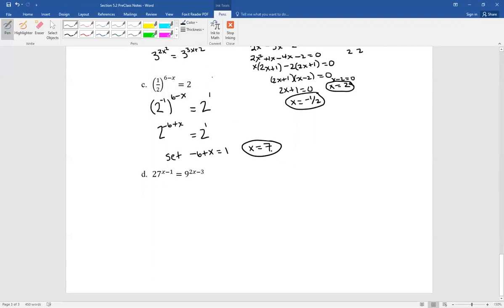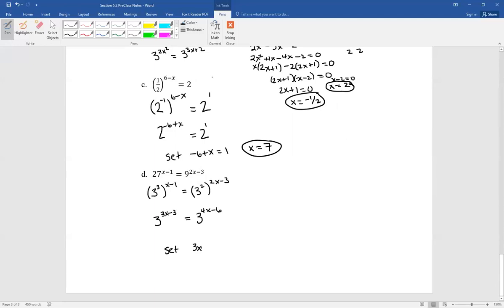All right, the last one that I'm going to do on this pre-video has two bases that don't match, and you can't make 27 9 to any power because 9 to the first is 9, 9 to the second is 81. But both of them can be rewritten as 3 to a power. So 3 to the third is 27, and you keep your exponent that's on the outside. 9 is 3 squared, and we are multiplying powers again. So 3 to the 3x minus 3, make sure you're distributing. And 3 to the 4x minus 6.